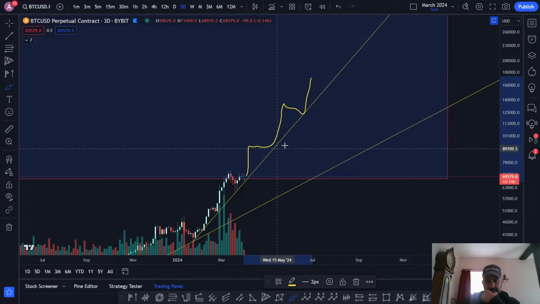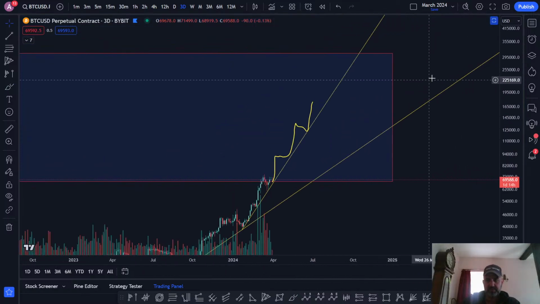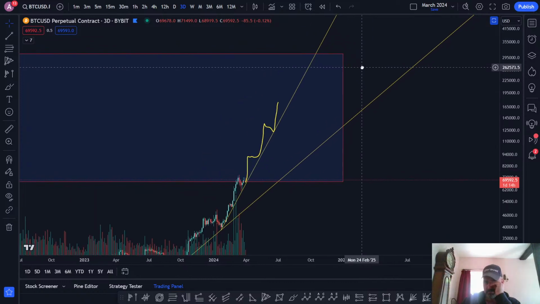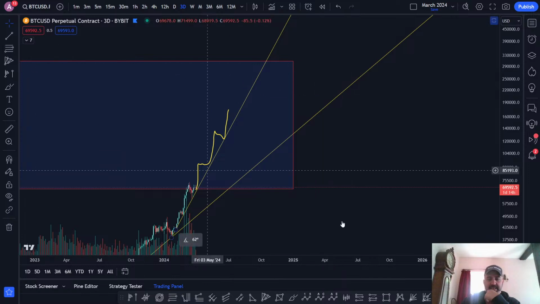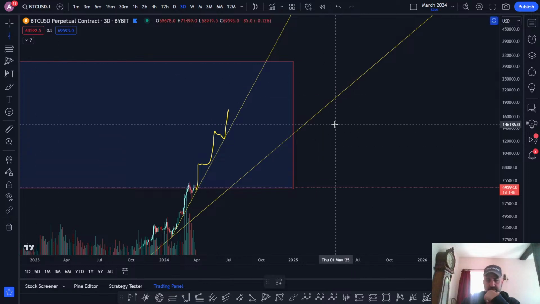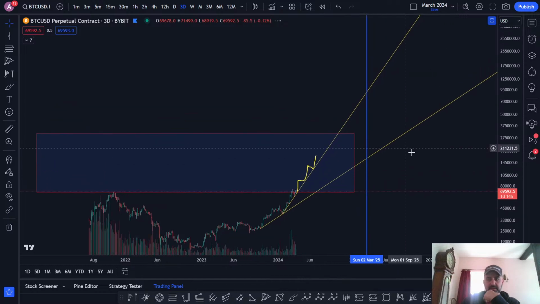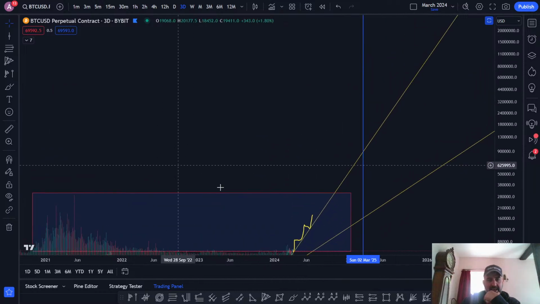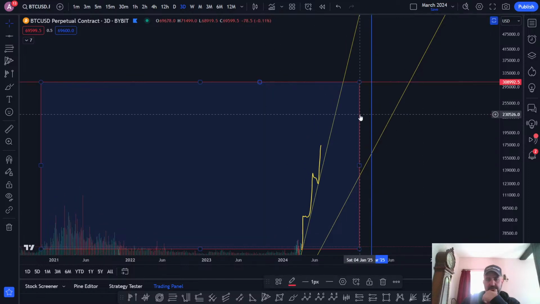Timings are really important, so I don't want to lose track of the timings. Let me just work out the timings. Okay. Let's just say we end here, at the beginning of March, exactly one year from now. That's what I'm thinking. And let's just say we're aiming for 300,000, somewhere there. Let me get rid of this box.